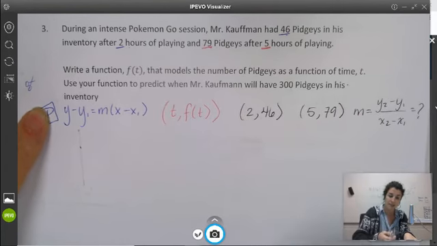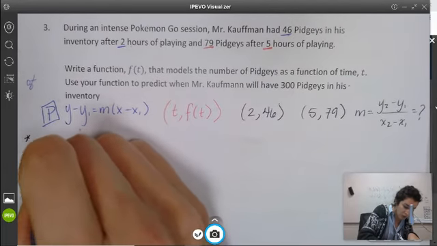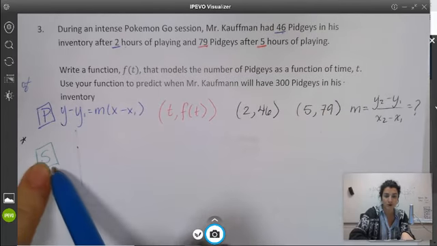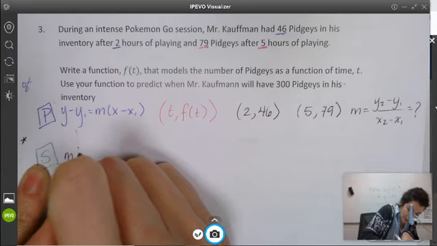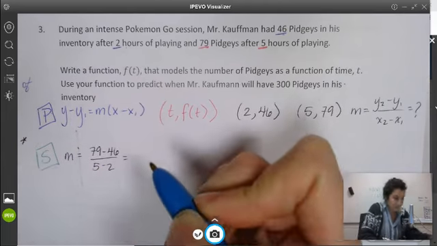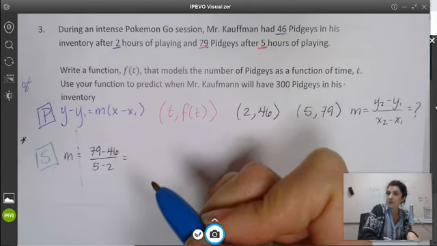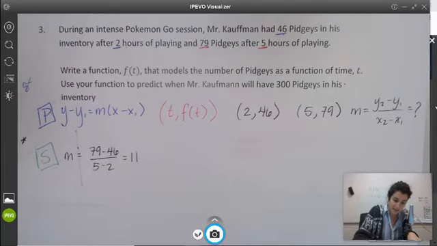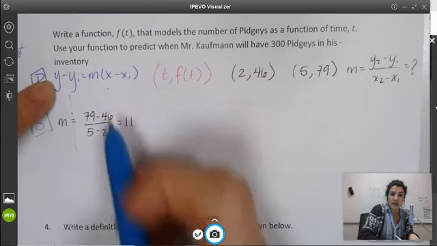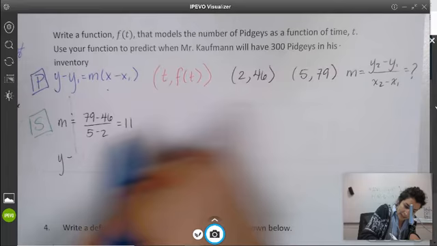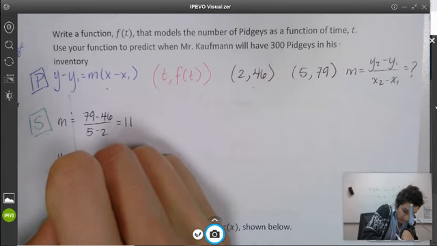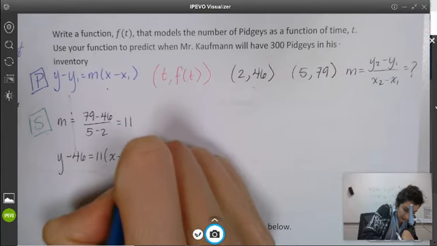Okay, so we first need to find our slope. In order to find our slope, we plug in these values. So now I'm going to start the actual solve portion of our problem. I prepared first, and now I'm going to solve. First, I'm going to find my slope. So m equals 79 minus 46 over 5 minus 2. That should come out to be 11, which is nice. Now that we have our slope, I'm going to go ahead and solve for my linear equation. My linear equation, y minus y1, it does not matter which one you choose. I'm going to go ahead and choose this one right here. So y minus 46 equals 11 times x minus 2.